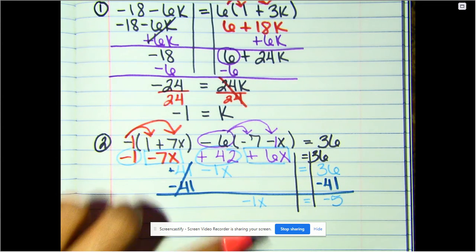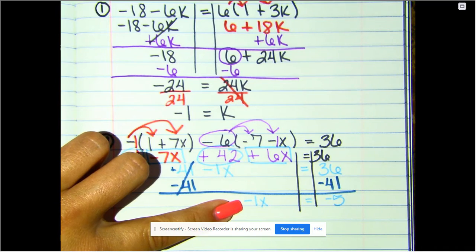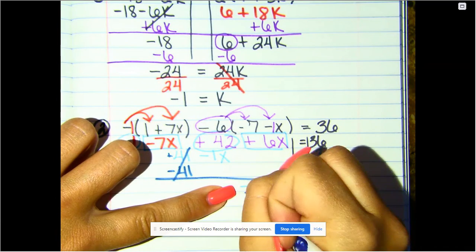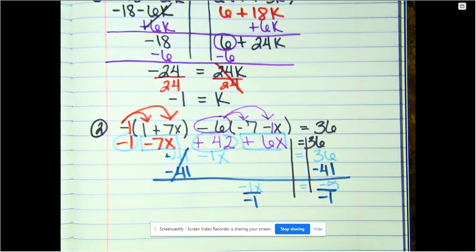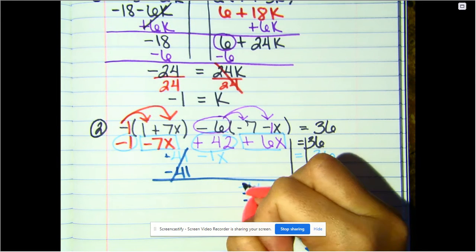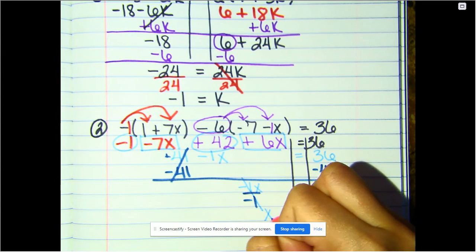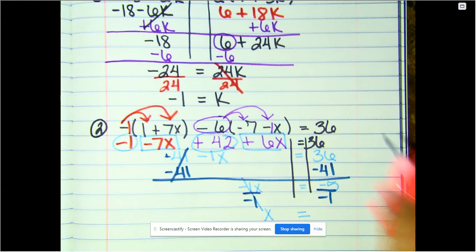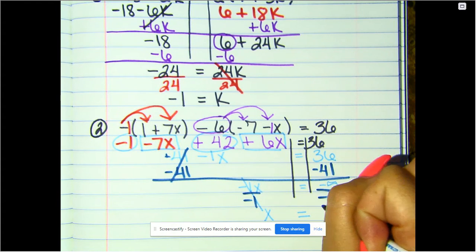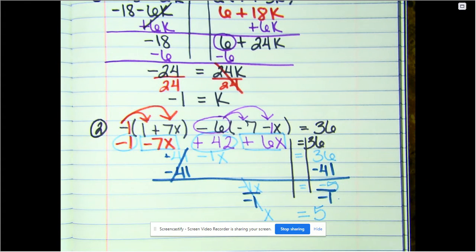We are not finished yet because we have a negative coefficient for my variable. So the last step is going to be dividing by -1 on both sides. -1 divided by -1 creates just a positive 1x, and -5 divided by -1 is a positive 5. So your answer is x is equal to 5.